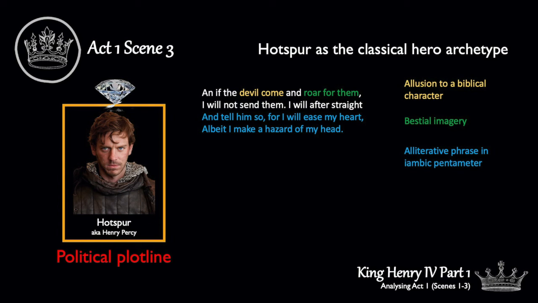He explodes in anger using bestial imagery and biblical allusions when he says, "If the devil come and roar for my prisoners, I will not send them," a statement which, given the context, could imply that he's associating King Henry with the devil. Hotspur's single-minded determination to win his honor at all costs is epitomized in the alliterative line, "I will ease my heart, albeit I make a hazard of my head," which is constructed in perfect iambic pentameter, and this steady rhythm represents the singular, determined focus of this character.